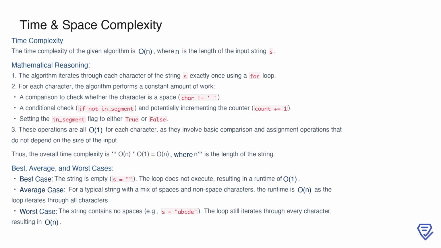When you multiply the number of characters, n, by the O(1) operations for each, the result is O(n) for the entire algorithm. If we consider different scenarios, the best case occurs when the string is empty, as no iteration happens, resulting in O(1). For strings with a mix of spaces and characters, the loop still processes every character, giving an average case of O(n). In the worst case, when the string has no spaces, such as ABCDE, the loop still iterates through every single character, so the runtime remains O(n).